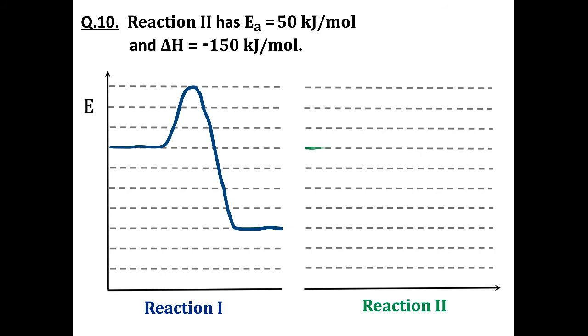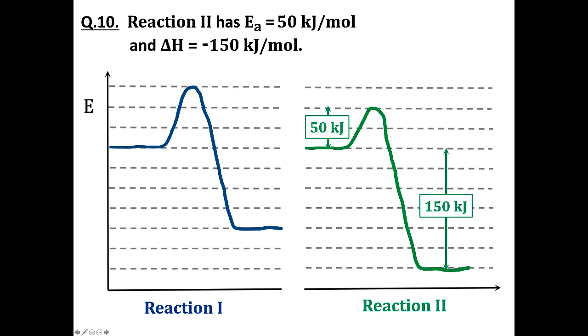And hopefully you drew something that looks kind of like that. So starting at the same energy, that's just sort of for comparison purposes, the energy hill going forward is 50 kilojoules. So notice that's a smaller activation energy than for reaction 1. And then delta H is negative 150, so that's also an exothermic reaction. And from the reactants to the products, that difference of 150 kilojoules is a bigger difference in terms of energy than for reaction 1. So that's what the reaction energy profile looks like for reaction 2.